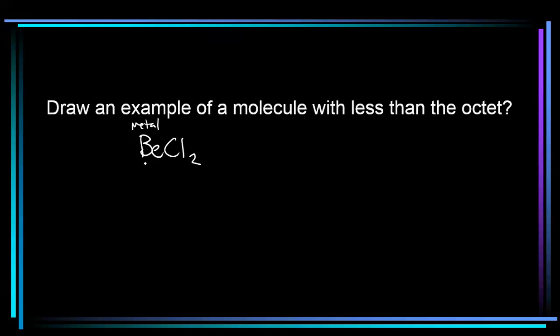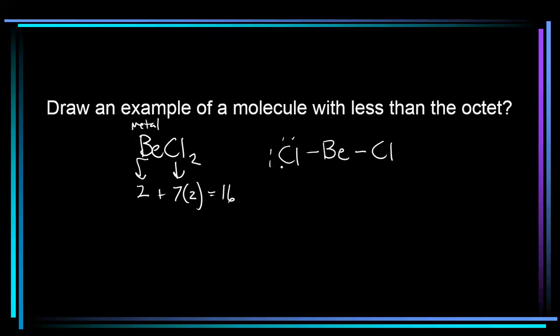Okay? So beryllium has 2. Chlorine has 7 times 2, 16. Okay? So far? Be 2, 4, 6, 8, 10, 12, 14, 16. Done?